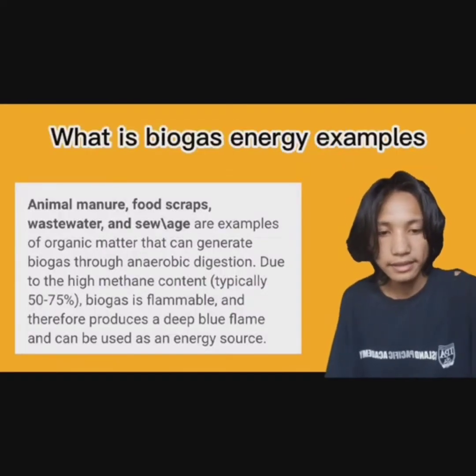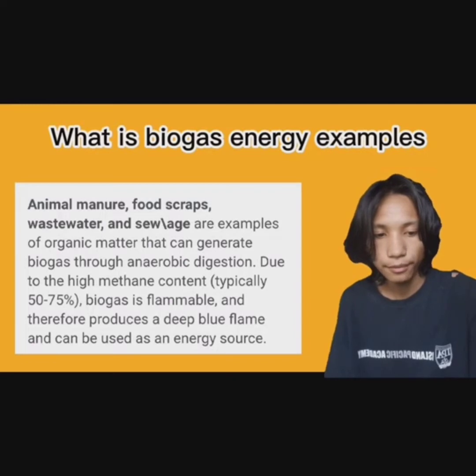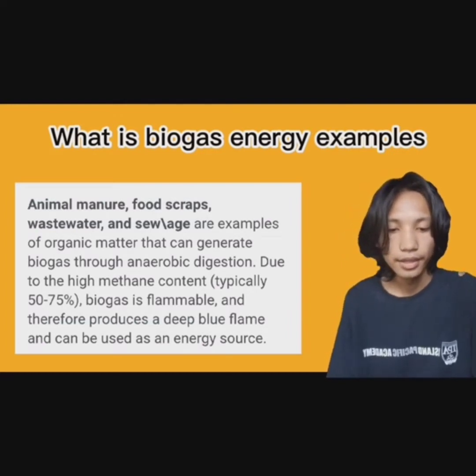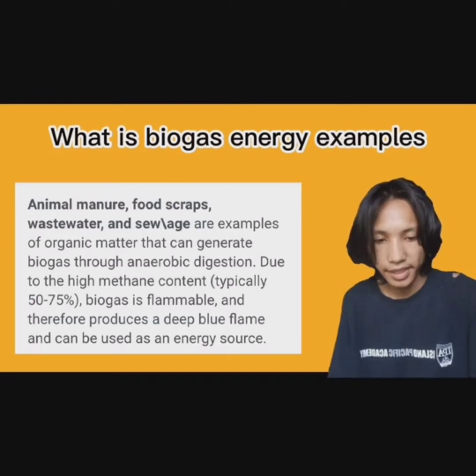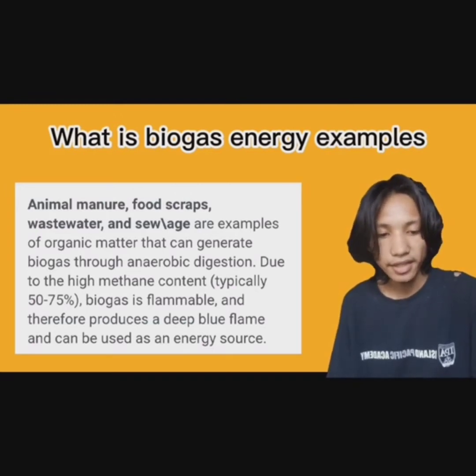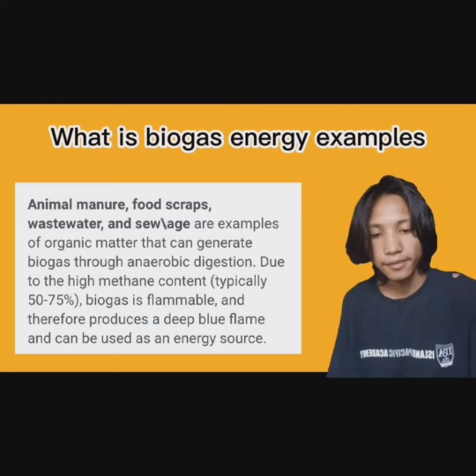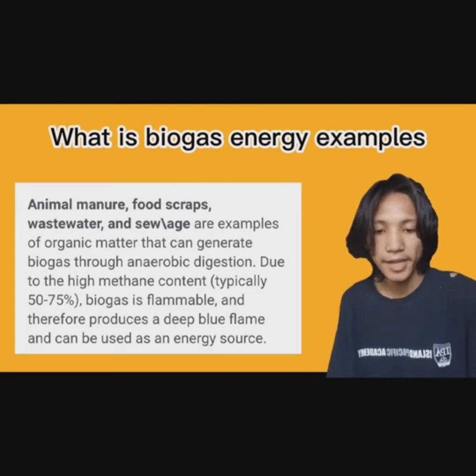What is a biogas energy example? Animal manure, food scraps, wastewater, and seaweeds are examples of organic matter that can generate biogas through anaerobic digestion. Due to the high methane content, typically 50 to 75%, biogas is flammable and therefore produces a deep blue flame and can be used as an energy source.